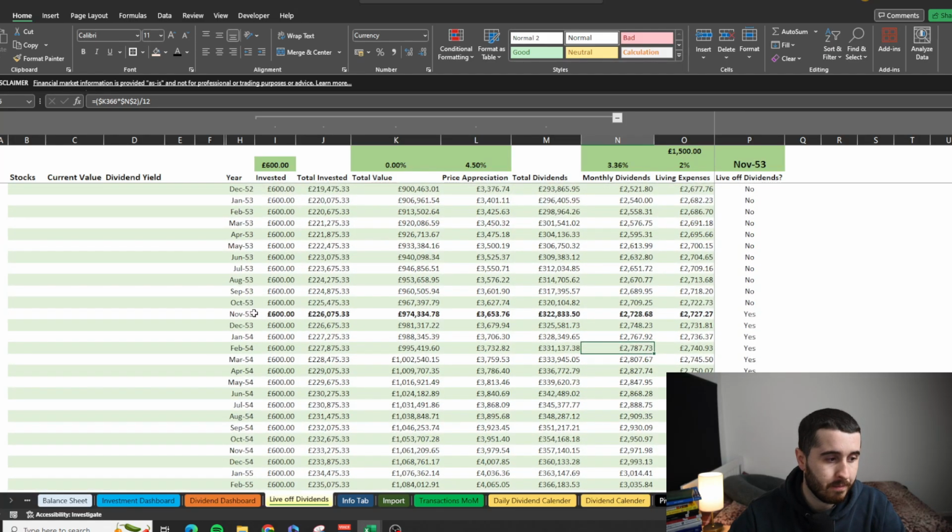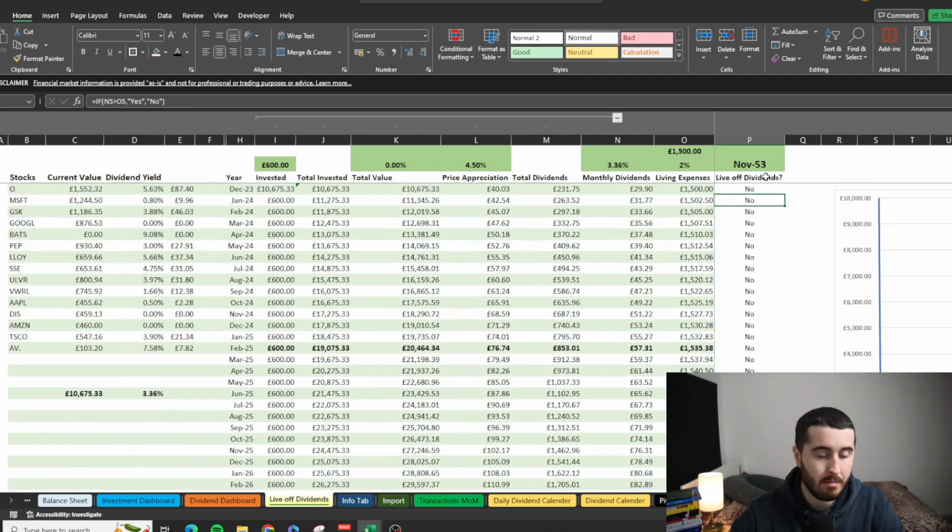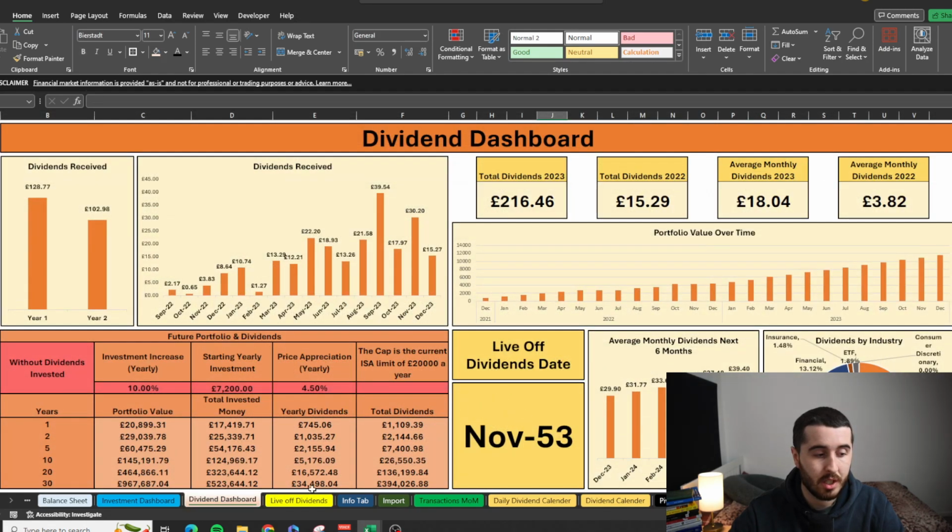we see here, November 2053, our monthly dividends just overtake our living expenses. Let me see here, it says yes. So that's how that works. And this date here is what is recorded on this front sheet.